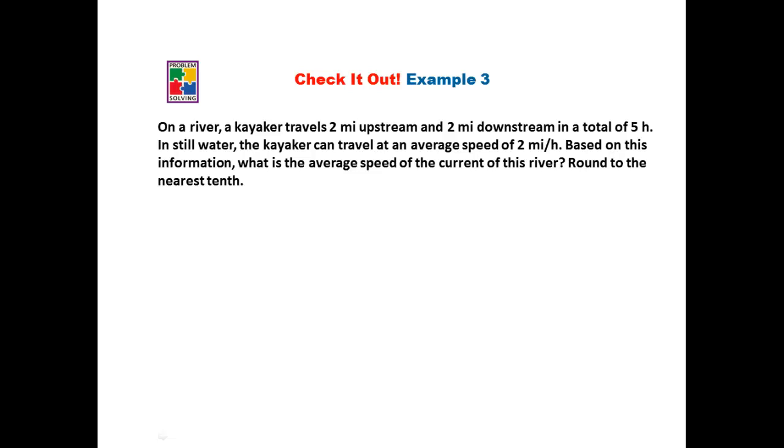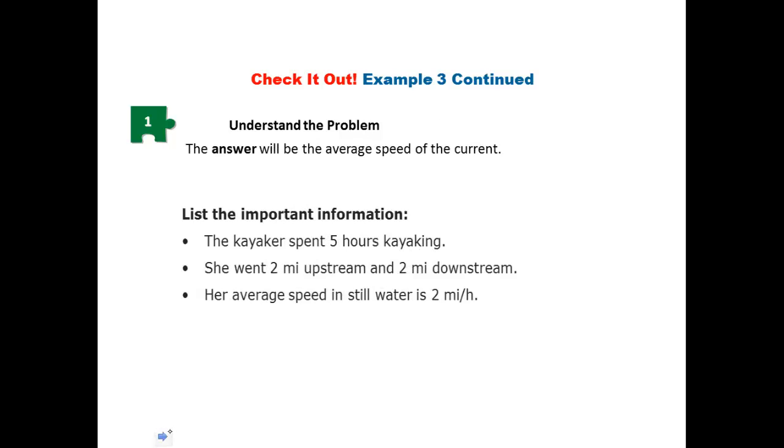Okay, so we're going to find the average speed of the current of the river. We're going to round to the nearest tenth. That's 1 decimal place. Okay, so the first thing we want to do is understand the problem.